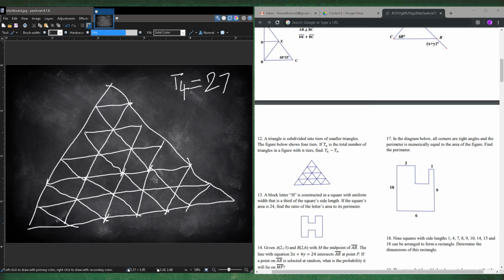Did I get everything? So 1, 2, 3, 4, 5. 1, 2, 3, 4, 5. Okay. So I basically have all the lines. So now we just need to count this again. So this would be 1, 2, 3, 4, 5, 6, 7, 8, 9, 10, 11, 12, 13, 14, 15, 16, 17, 18, 19, 20, 21, 22, 23, 24, 25, 26, 27, 28, 29, 30, 31, 32, 33, 34, 35, 36, which is 36.